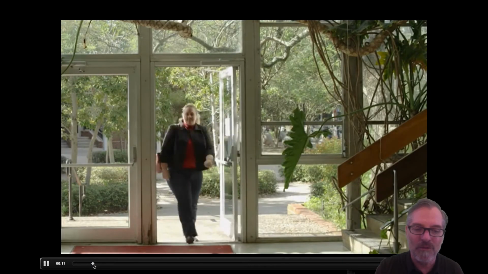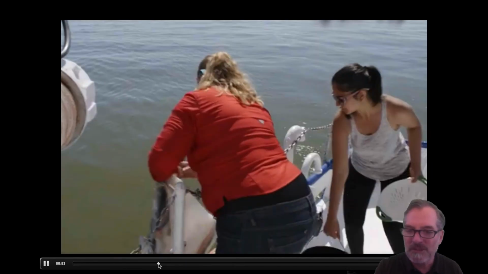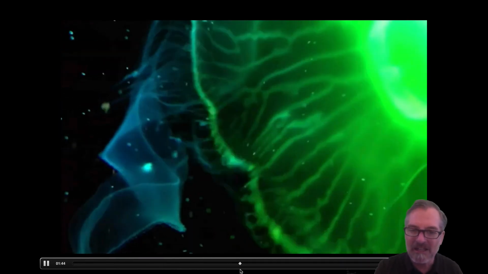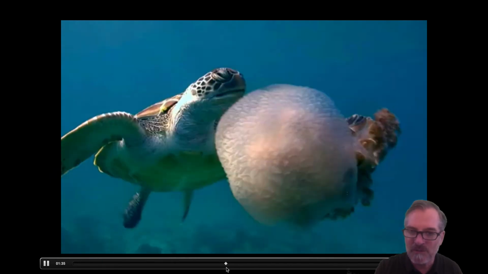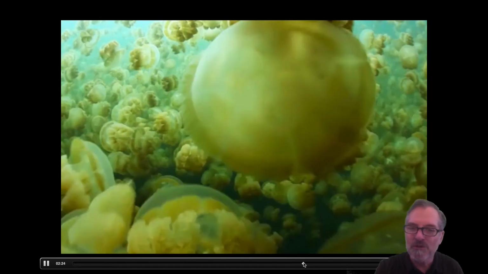I'm not going to show the whole thing. I just video through it. She talks about her career, how much she likes jellies, how she goes out in the field and collects the jellies, and then analyzes them. We've got the sea turtle eating one of the jellies here. And then she talked about food webs, and this huge bloom, this explosion of these jellies, and what was the cause of that.